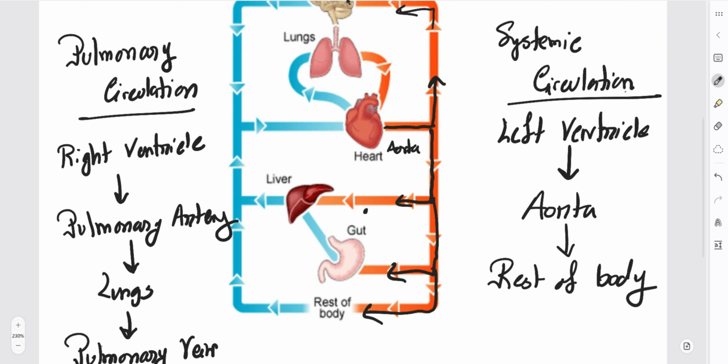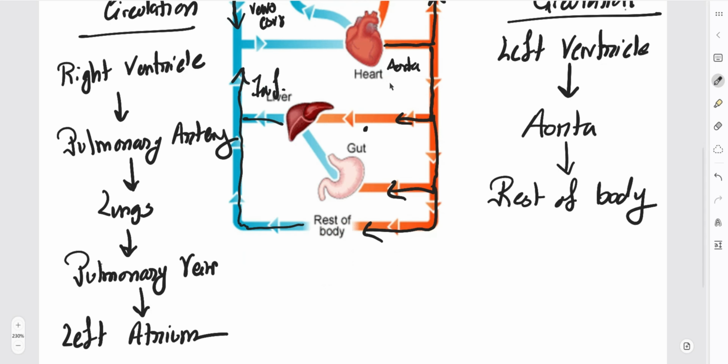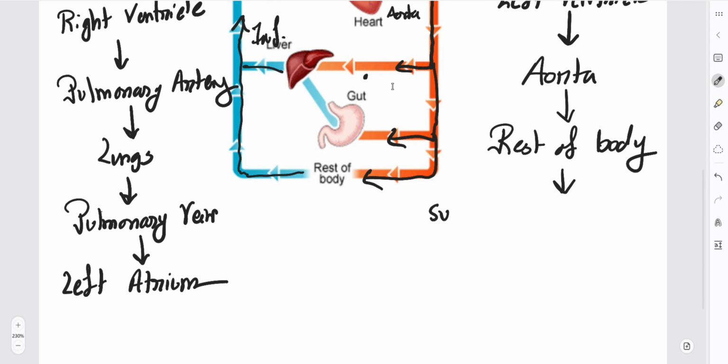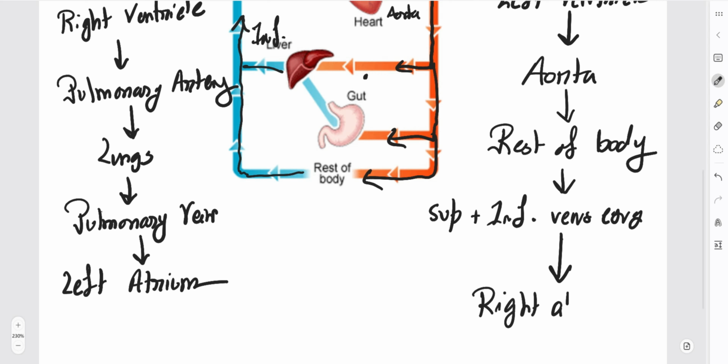And then it supplies that oxygen to all the organs and tissues, and then it comes back as deoxygenated blood through here. This is the superior vena cava, and from the lower part it is coming back through the inferior vena cava. So we can say from the rest of the body it comes back through the superior plus inferior vena cava, and back to the right atrium.